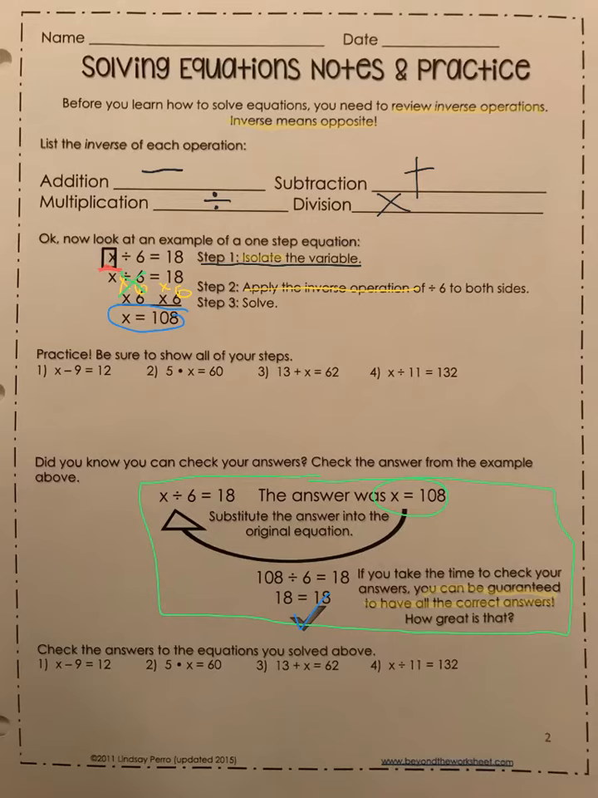Go ahead and solve numbers 1 through 4 and pause the video. After you've solved them as well as checked them down here in this section below, you can press play again to check your answers. Check your answers and see what you got for the value of the variable in numbers 1 through 4. If you have any questions about how we got one of these answers, please comment on Google Classroom and I will get back to you.